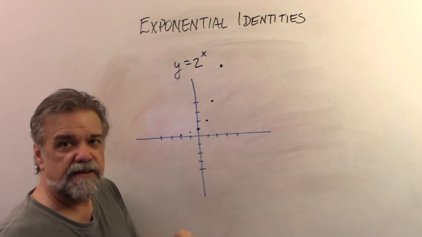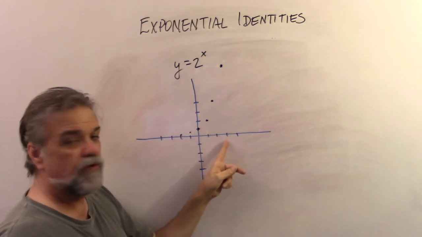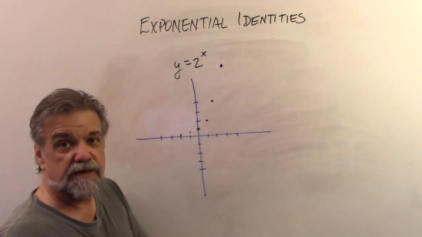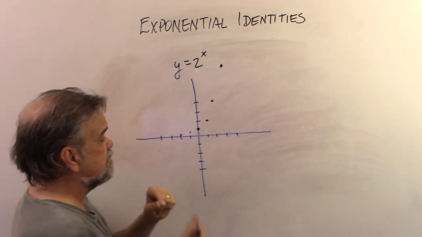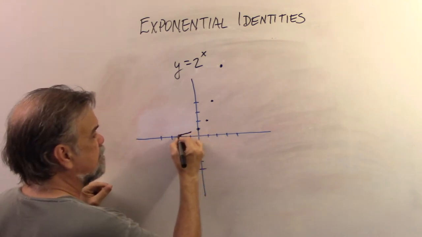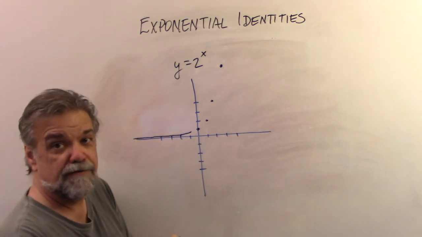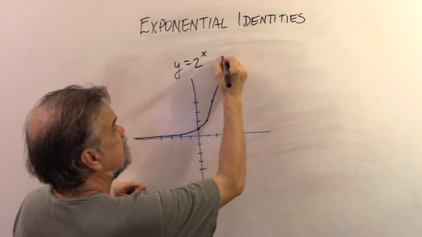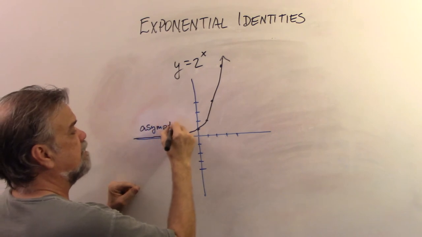And what we find is when we go to the right, each time x steps up by 1, y doubles. And as we go to the left, each time x goes down by 1, y gets cut in half. So we get closer and closer and closer to the x-axis without ever touching it, but it gets very, very small. And what do we call that line that we get so close to? Oh, yes, it's an asymptote.